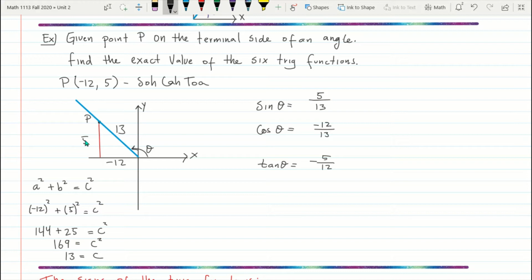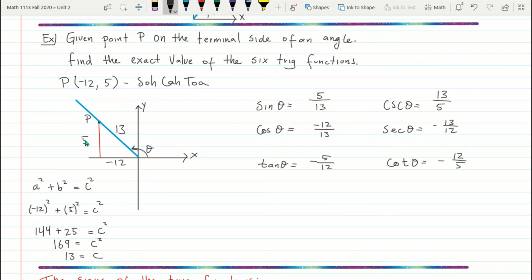Then, of course, we have the other three, which are the reciprocals of the three most popular functions. So cosecant is the reciprocal of sine, which means I just have to flip the values of sine. Secant is going to be negative 13 over 12. And then cotangent is the reciprocal of tangent, and it's going to be negative 12 over 5.